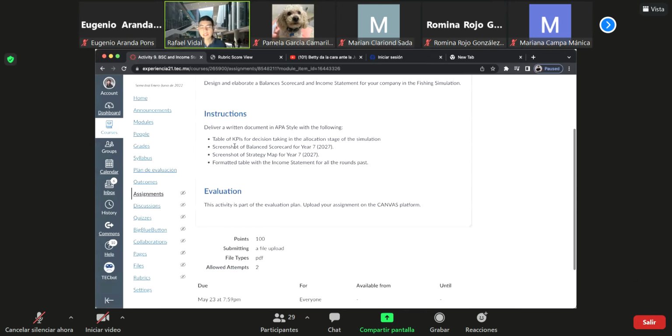So we have to build a table of KPIs for the decision taking, the one we did last class, the different KPIs for each decision, and a screenshot of the balance scorecard of year 7. I'm going to explain how time works in the balance scorecard designer, and a screenshot of the strategy map. Remember, that's automatically made in the software, and a formatted table with the income statement. So basically it is the KPIs for decision taking, balance scorecard. In the balance scorecard designer, it gives you the strategy map, and then you give me an income statement, such as the one I showed you as an example.